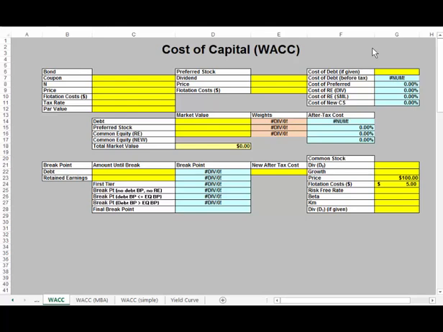Okay, this video will be a more complex calculation of the cost of financing of a company. Now, the term we use is weighted average cost of capital. A corporation uses many sources of financing.